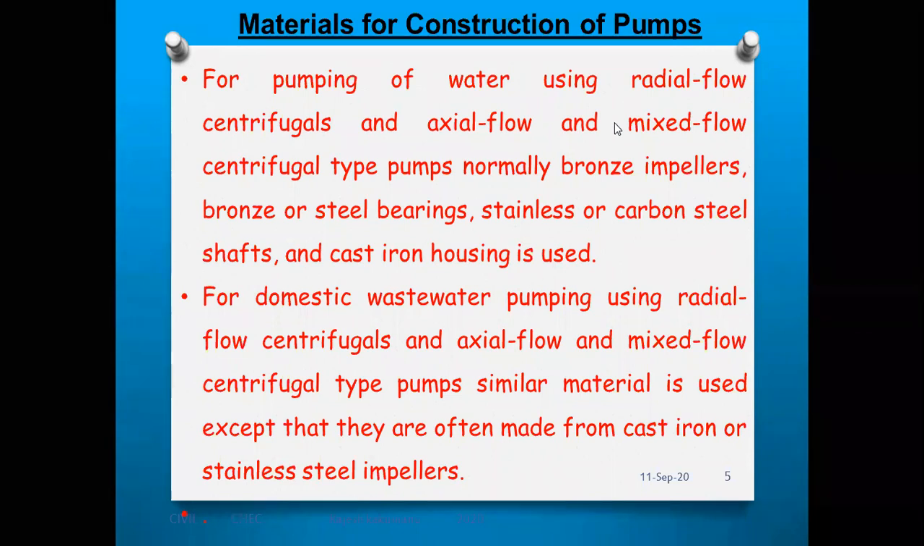Next, what are the materials, we will see step by step. For pumping of water, usually using radial flow centrifugal pumps, axial flow and mixed flow, generally we are using a bronze impeller. When we talk about pumping components, in pumps we have impellers, casing, rotor, then valves and small things. So whenever you are using radial flow, axial flow or mixed flow type pumps, we are using bronze material impellers.